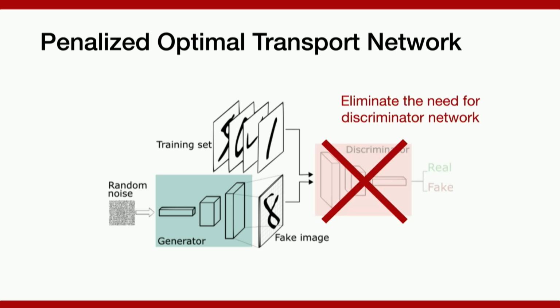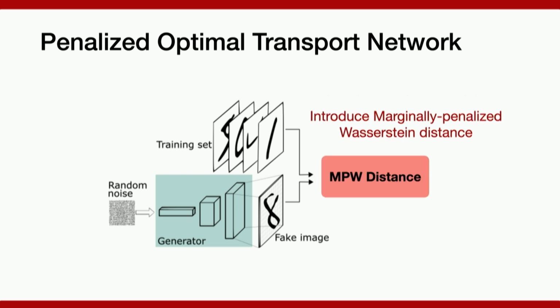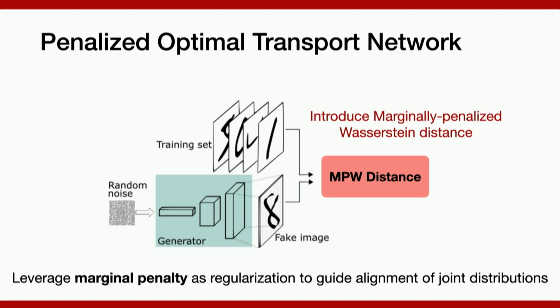First, we eliminate the discriminator network. And we can do so by using the Monge-Kantorovich primal formulation as opposed to using the dual formulation employed by Wasserstein-GANs. Then we introduce something called the marginally-penalized Wasserstein distance, which leverages marginal penalty as a form of regularization in order to guide the alignment of my joint distributions.